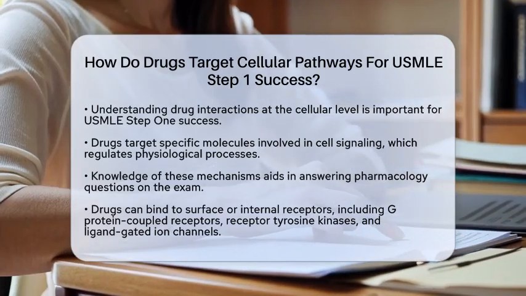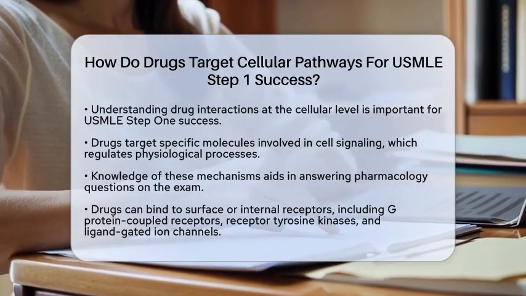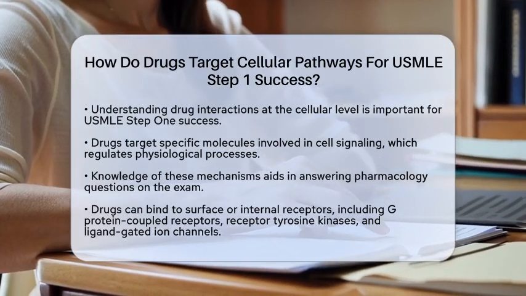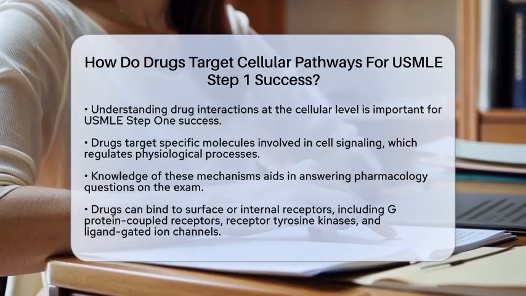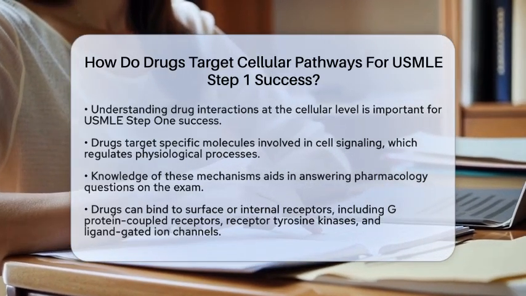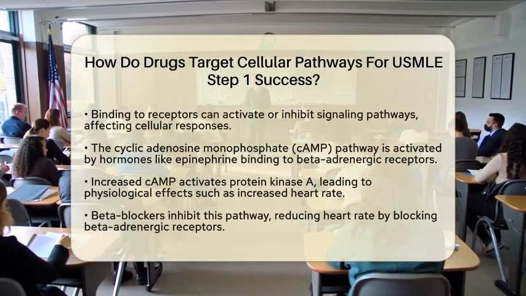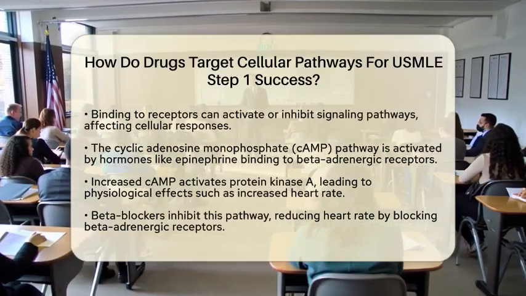These receptors include G-protein-coupled receptors, receptor tyrosine kinases, and ligand-gated ion channels. When a drug binds to a receptor, it can either activate or inhibit signaling pathways inside the cell, leading to changes in cellular responses. One well-known pathway is the cyclic adenosine monophosphate pathway.